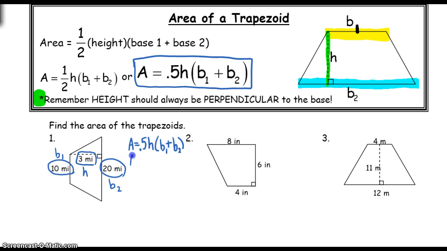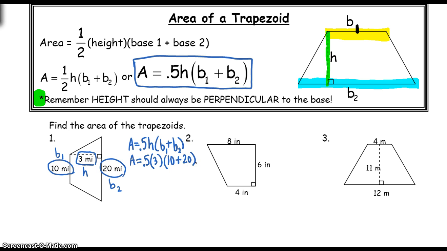All right, so let's substitute what we have into our formula. So area equals 0.5 times the height. What's the height? Well, we labeled it as 3. Parenthesis. Base 1, let's look at base 1, that's 10, plus base 2. Look over the picture, base 2 is 20.